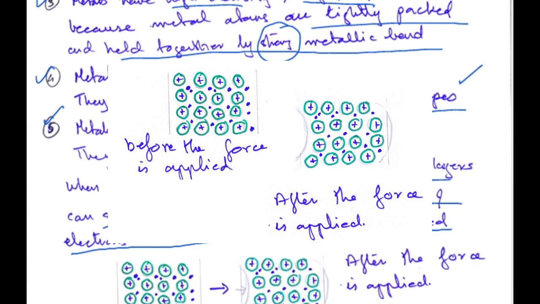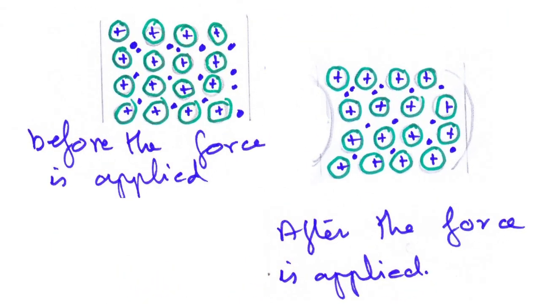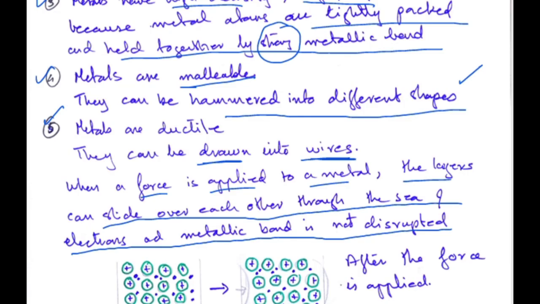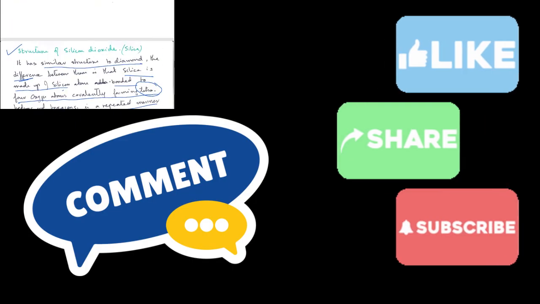So I have drawn the diagram. On the left side, it is the metal before the force is applied. On the right side, it is the metal on which the force is being applied, and you can see the internal layers being slid slightly towards the right. So this was all about metallic bonding, and the rest of the properties and structures of metals we will discuss later on. Thank you.